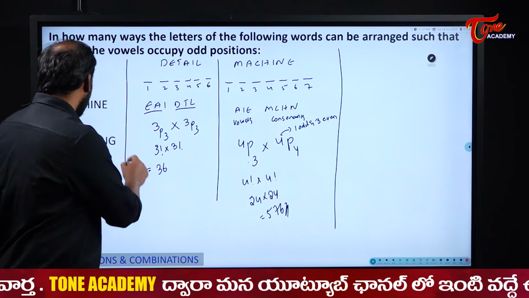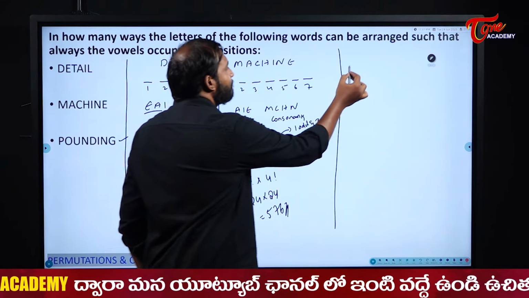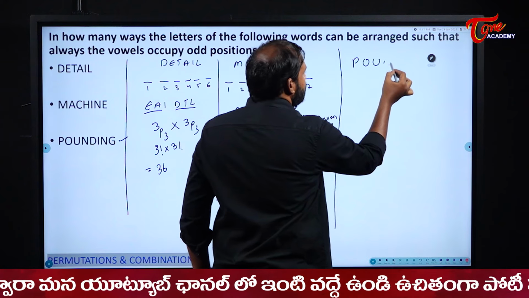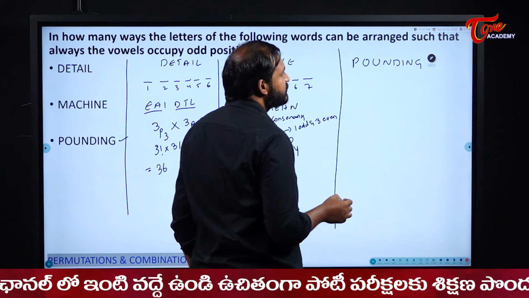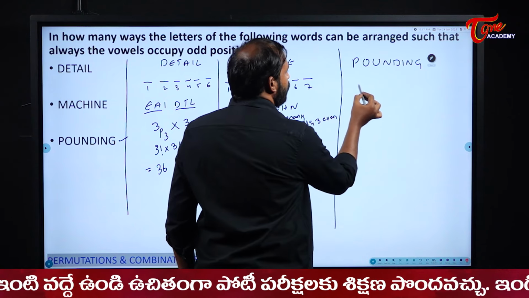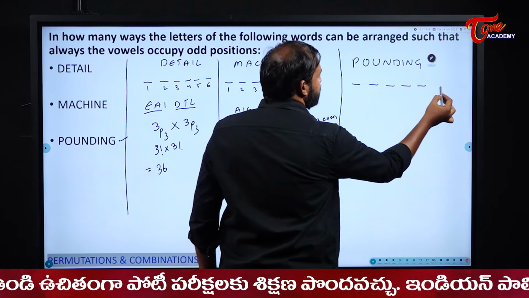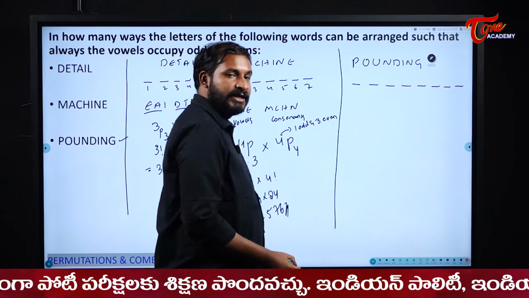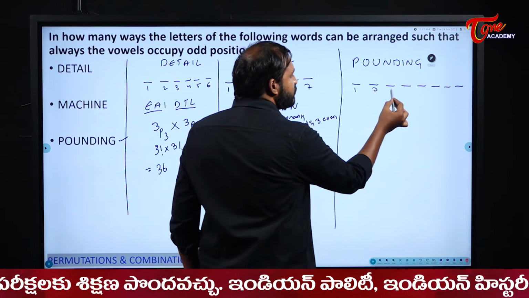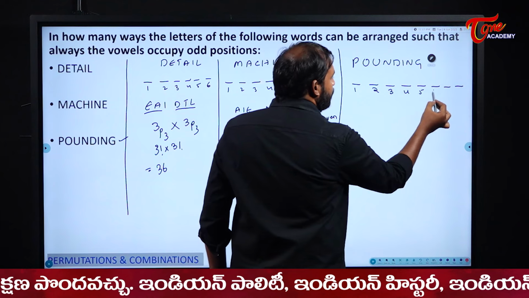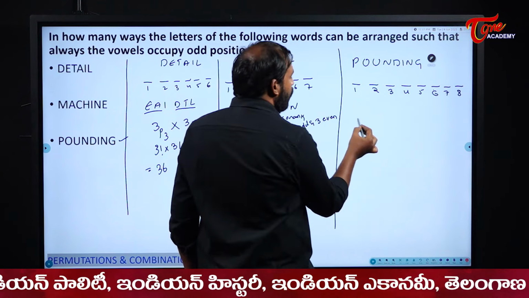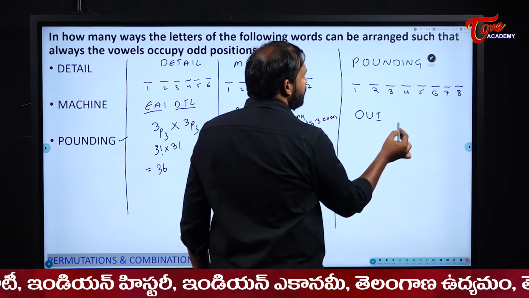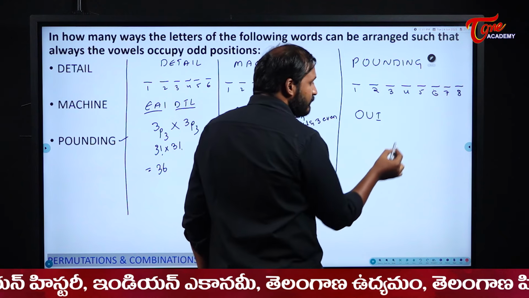What is my next word? Pounding. So total how many positions are there for me? Please see here: 1, 2, 3, 4, 5, 6, 7 and 8. In 8 positions, how many odd positions do I have? In 8 positions, I will have 4 odd positions. But how many vowels do I have here? Only 3. What happens to the other one?